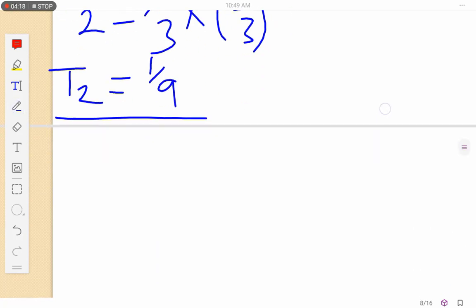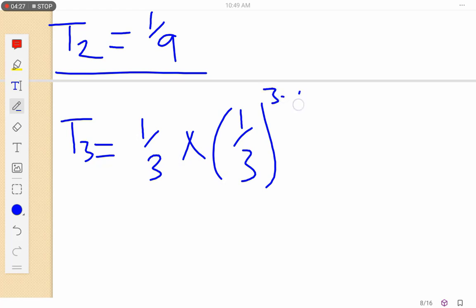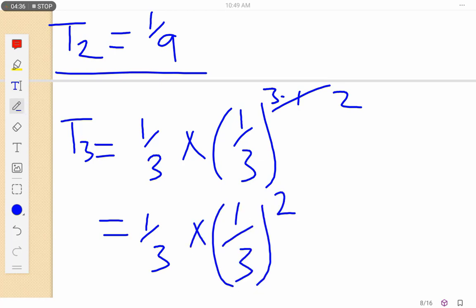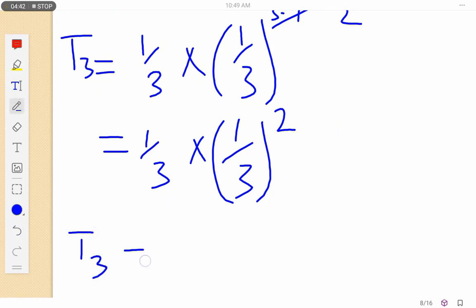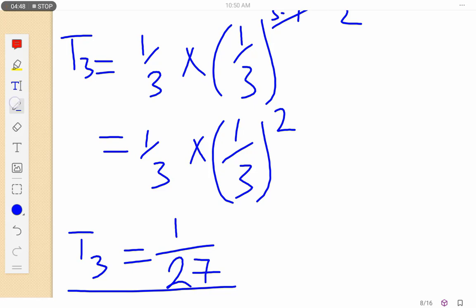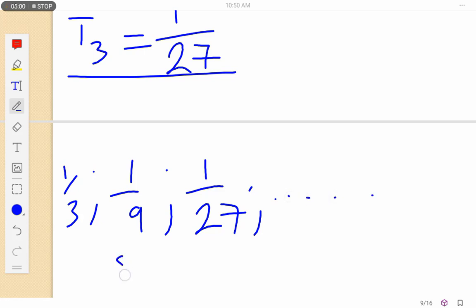Let's go for T3. T3 is now equal to 1 over 3 times 1 over 3 to the power of 3 minus 1. So this becomes a 2. So we have got 1 over 3 times 1 over 3 squared there. Okay. If we do the multiplication for that one, we will get our T3 as 1 over 27. Okay. So we have generated a sequence, and our sequence is now 1 over 3, 1 over 9, 1 over 27, going on and on and on. This is the sequence.